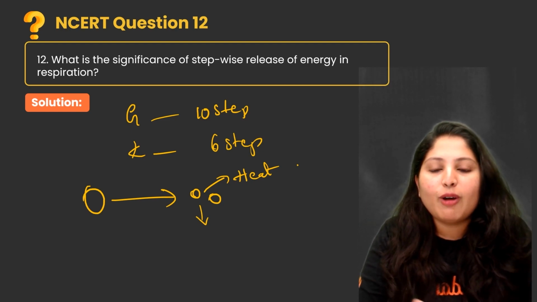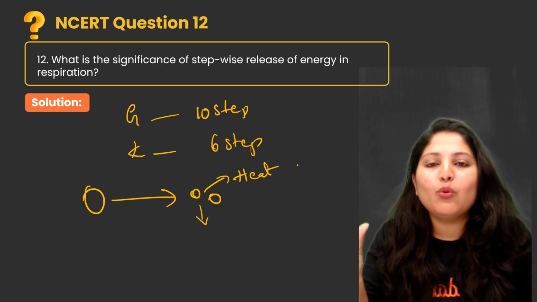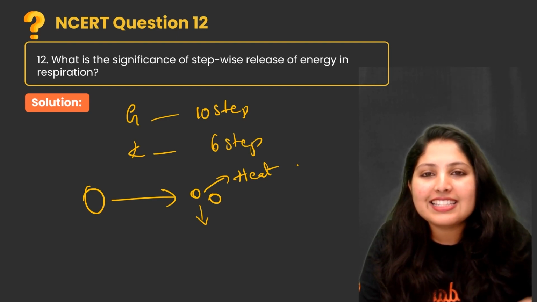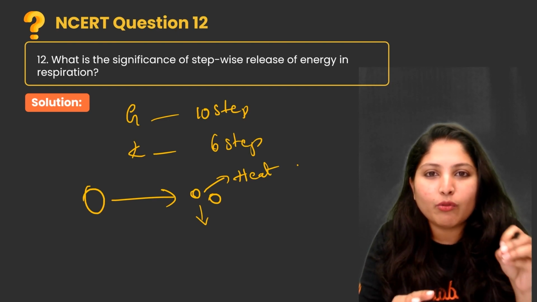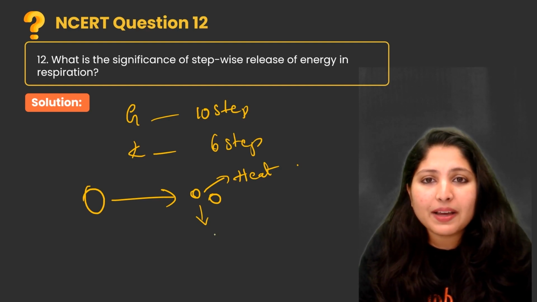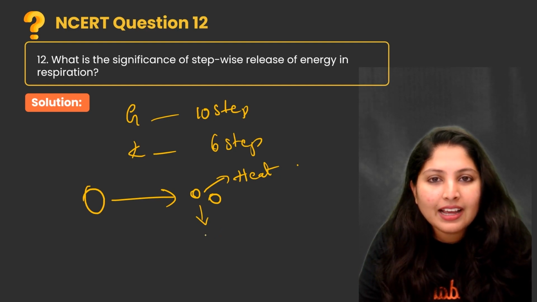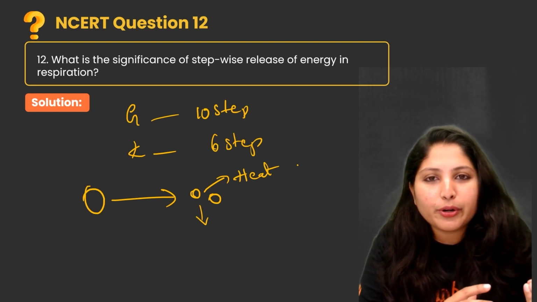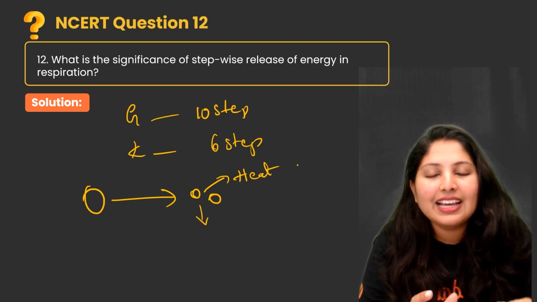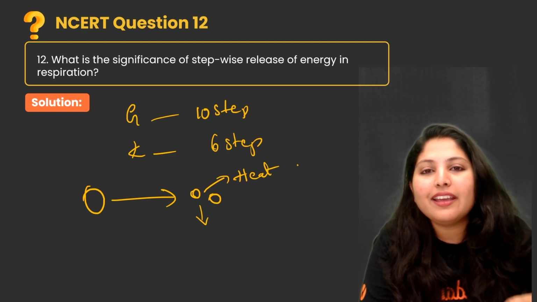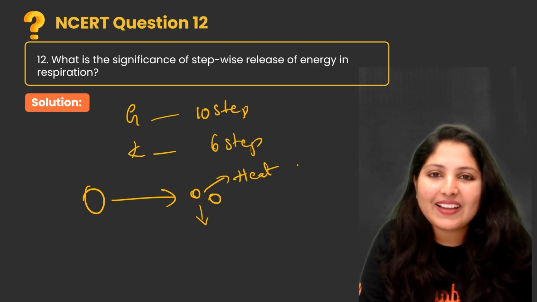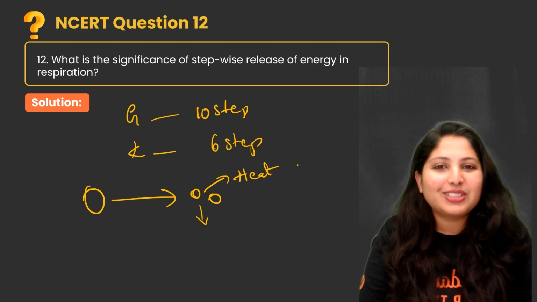For that, what we are doing? Stepwise, slowly it is releasing carbon dioxide, one molecule at a time. So the process is slower. The energy produced in each step is a very small amount, so that energy can be utilized to produce ATP molecules. So this is about today's class.